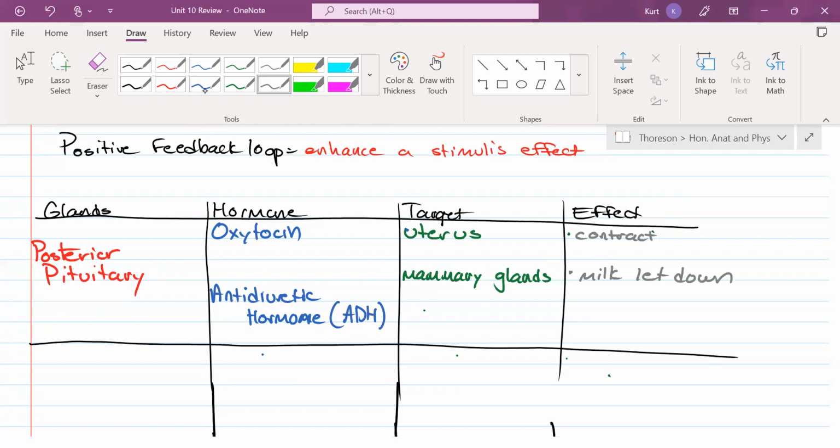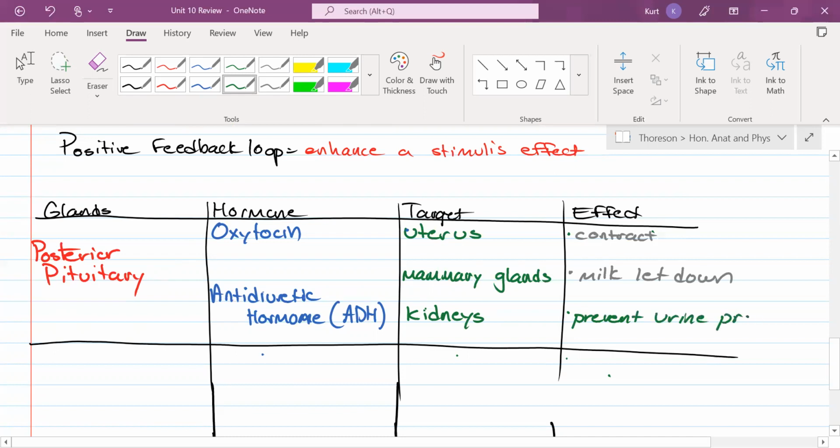What are the targets of antidiuretic hormone? Kidneys. What does it cause your kidneys to do? No. Prevent urine production. Under what conditions would you have high levels of antidiuretic hormone? Are you dehydrated or well hydrated? Yeah, you don't want to pee out what little water you have left.